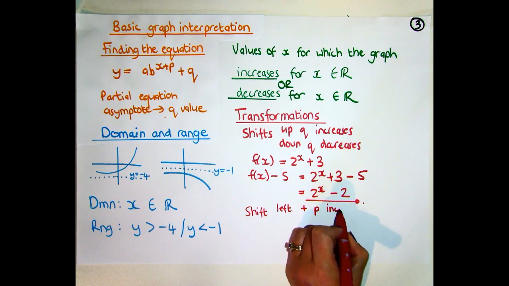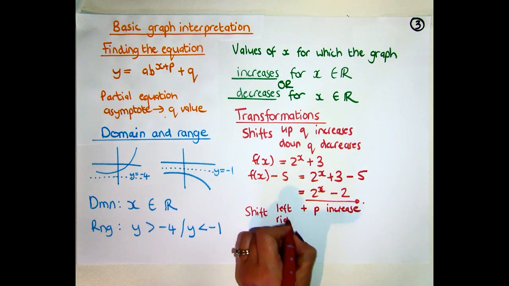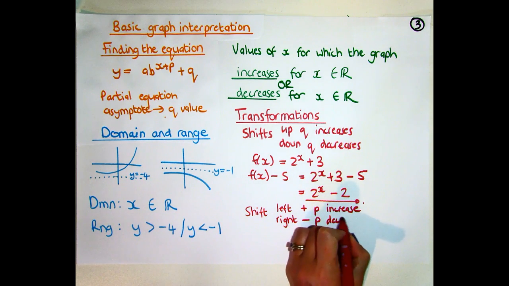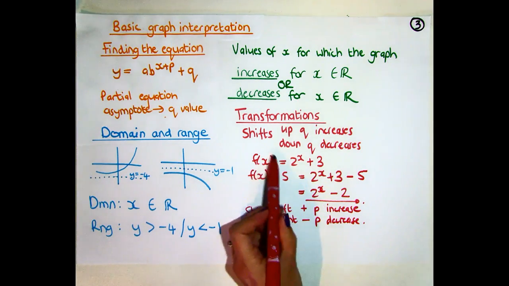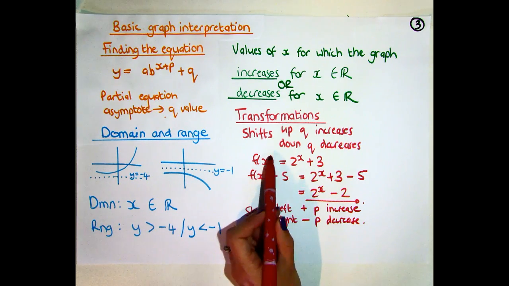So the p will increase if you shift to the left, and if you shift to the right, you're going to subtract from the p-value. The way that the function notation will look for this is that where you see an x in the original graph, you're going to see a change inside those brackets.